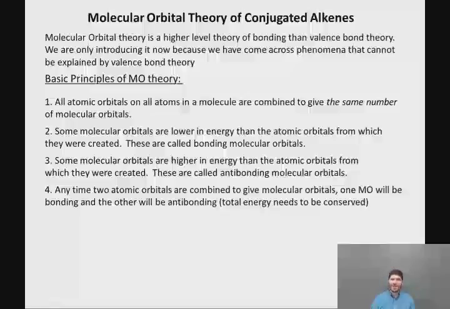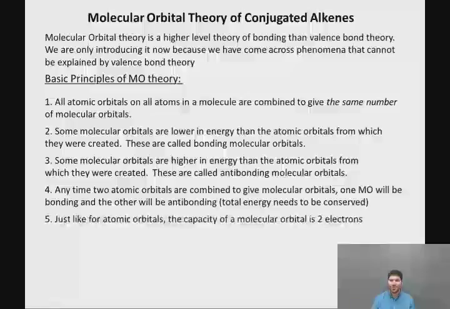The reason you need to do this is that the total energy of the system has to be conserved. So if you're going to have one orbital that's lower in energy than atomic orbitals, you're going to have another orbital that is higher in energy than the atomic orbitals by the same amount. Just simply coming up with a theory of bonding cannot change the overall energy of the system.